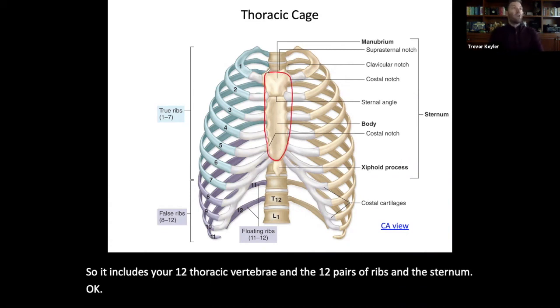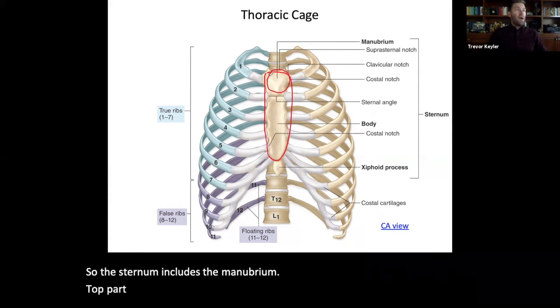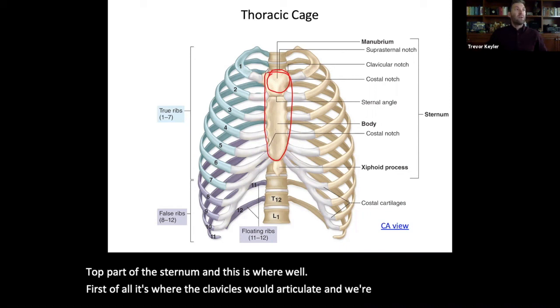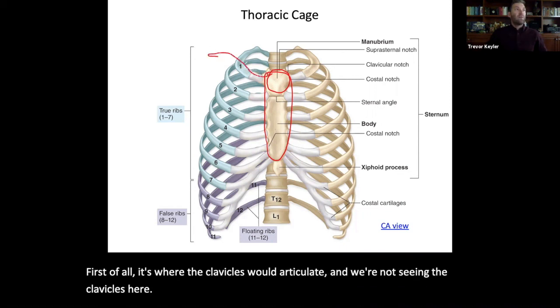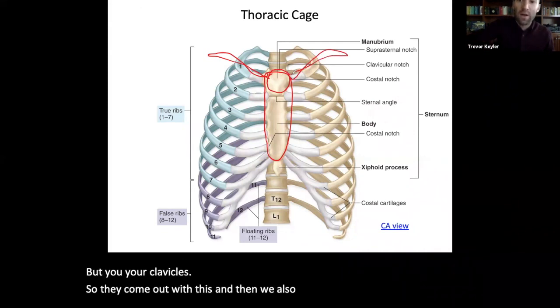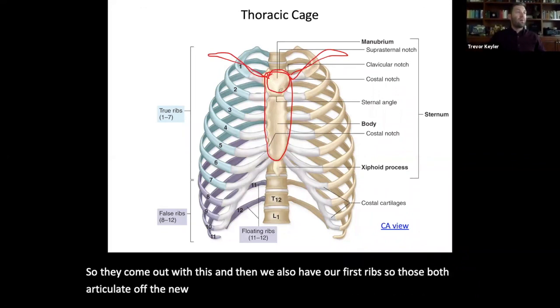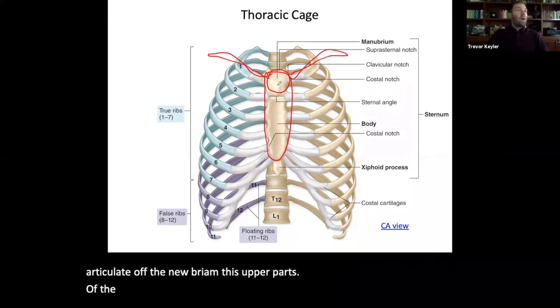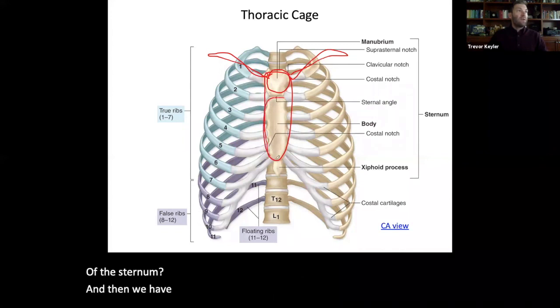So the sternum includes the manubrium, top part of the sternum. And this is where, first of all, it's where the clavicles would articulate. And we're not seeing the clavicles here, but you guys know your clavicles. So they come out with this. And then we also have our first ribs. So those both articulate off the manubrium, this upper part of the sternum. Okay. And then we have the body of the sternum.